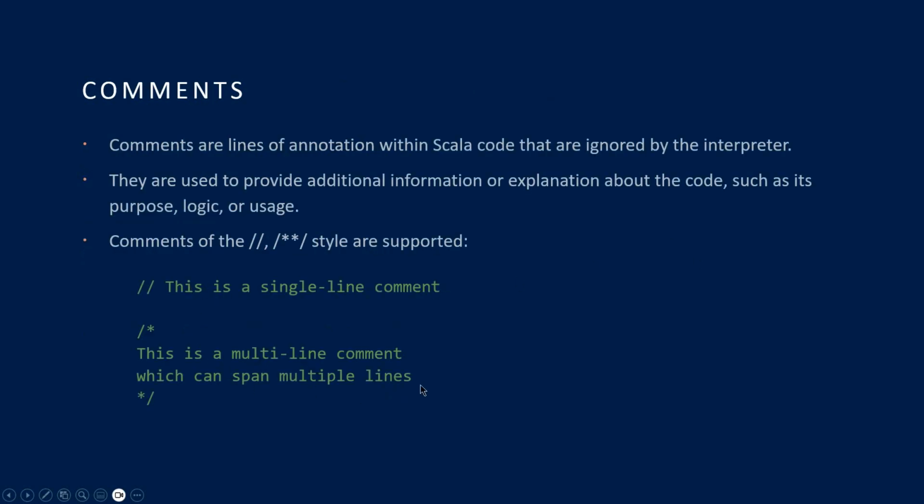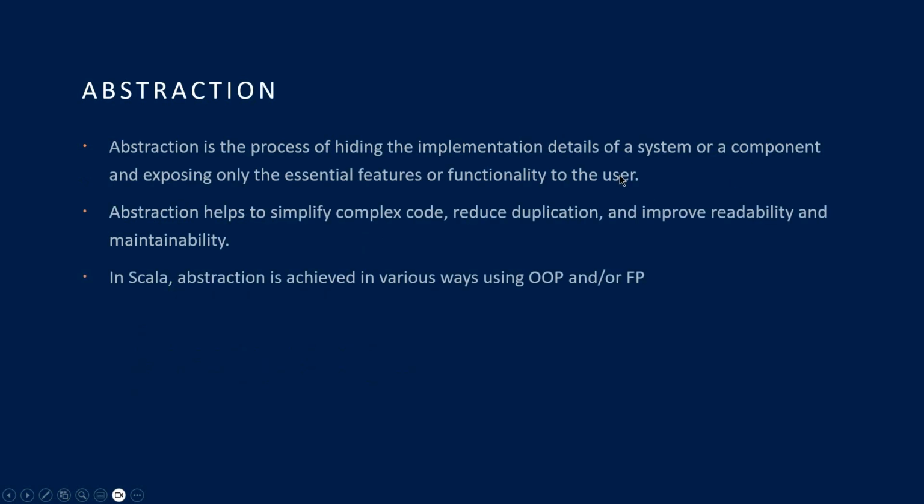Comments, yeah, single line, multi-line, the usual things. Now abstraction, so I'm going to talk a little bit about abstraction here. There'll be a few examples, but it's a bit talky at this point. So, not much code, I don't think. Abstraction is the process of hiding the implementation details of a system or a component and exposing only the essential features or functionality to the user. Abstraction helps to simplify complex code, reduce duplication, and improve readability and maintainability.